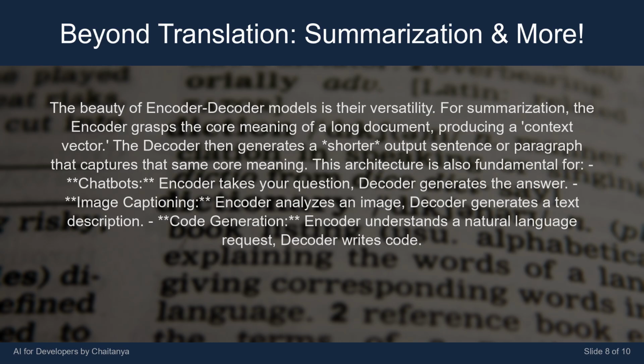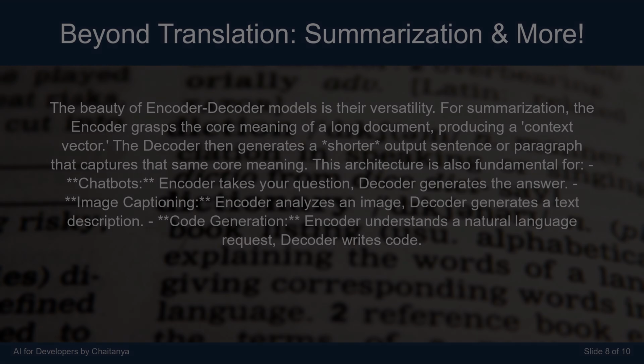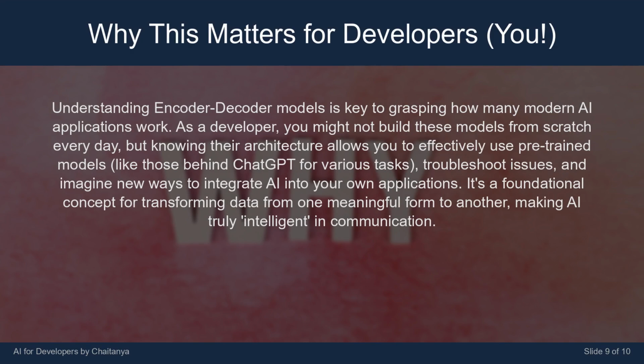Image captioning. The encoder analyzes an image. The decoder generates a text description. Code generation. The encoder understands a natural language request. The decoder writes code. Understanding encoder-decoder models is key to grasping how many modern AI applications work.